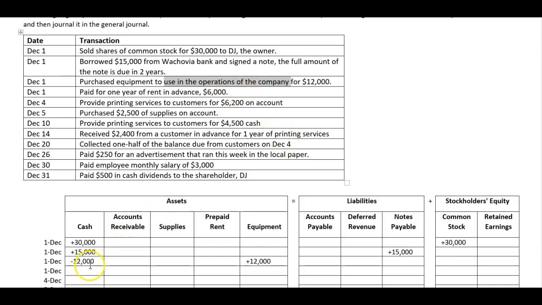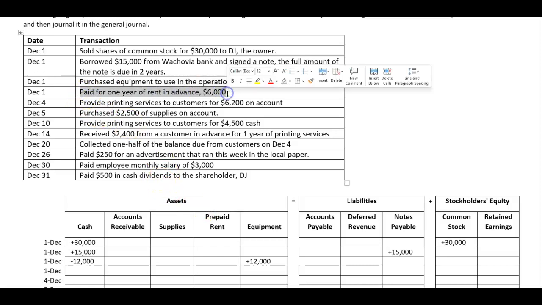All right, so that asset exchange, one asset for another. It is possible to impact only one side of the equation. The only rule is the equation must always be in balance. All right, December 1st, our next one, we paid for 1 year of rent in advance for $6,000.